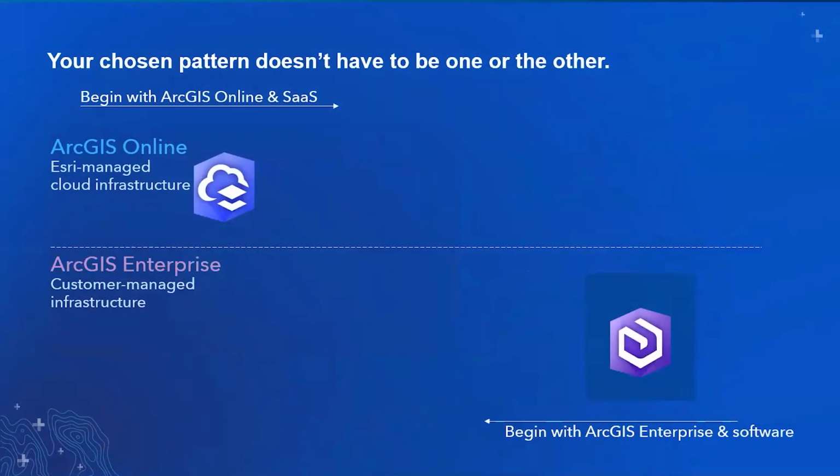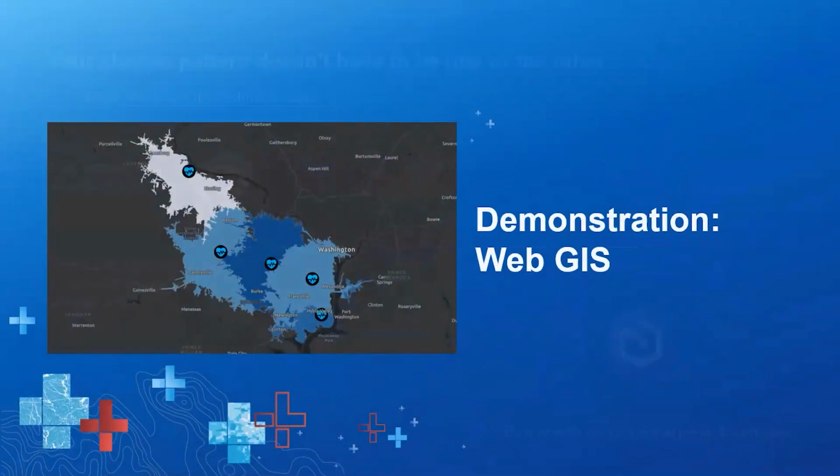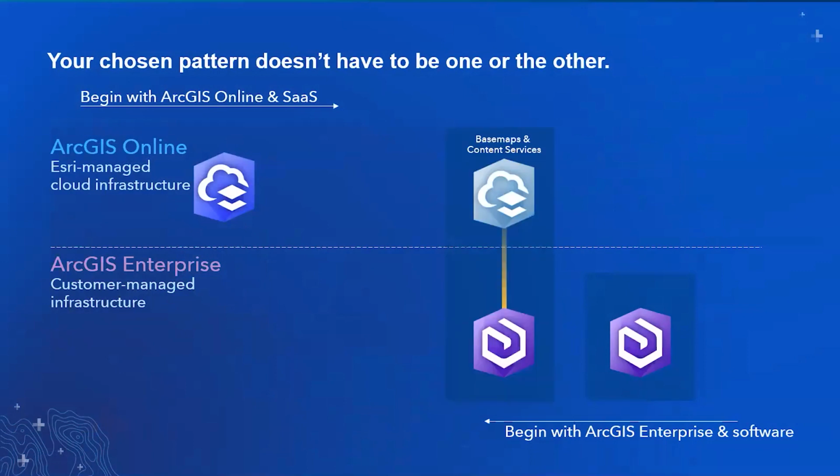So now I want to talk about one of the big questions that we get. Do we need ArcGIS Online or ArcGIS Enterprise? And the answer is sometimes it doesn't need to be one or the other. So where we start off is ArcGIS Online, which is the ESRI managed cloud-based infrastructure. It's starting off with the simple ArcGIS Enterprise. And as you develop your systems, you can build that out.